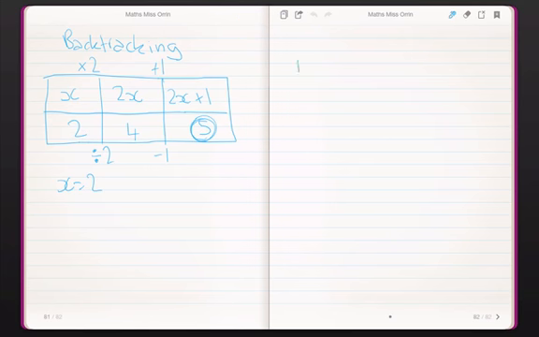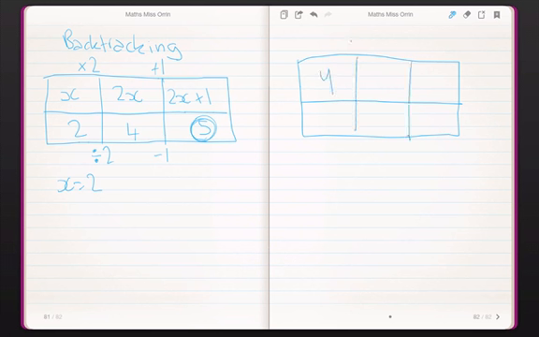Let's have another go using the same system, okay? So this time let's start with a y, okay? Now let's go times 5, and let's go plus 2, and we'll make this 12. Okay, so times by 5. So the first step we do is times it by 5. Then we're told to add 2. So let's do that. Add 2. And we're told that it equals 12.